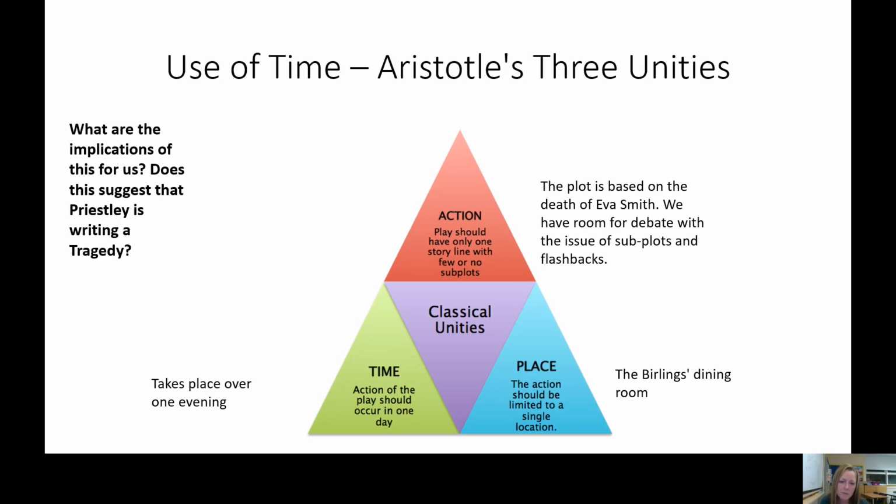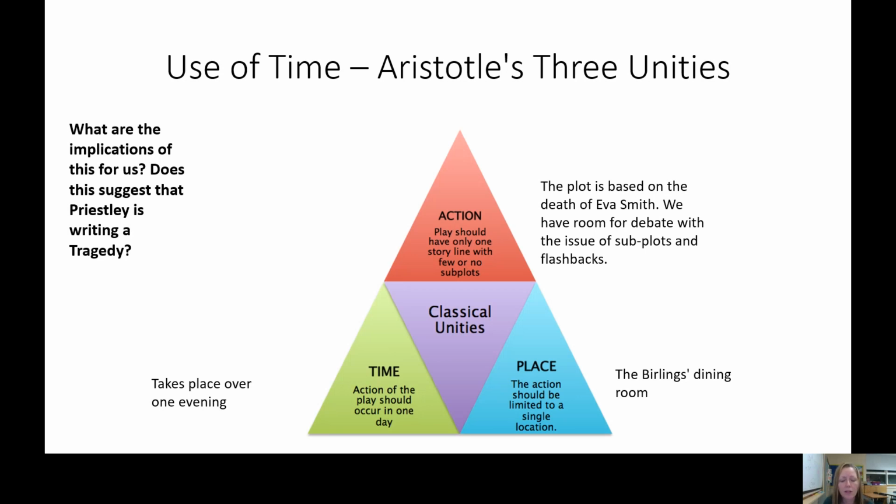So there's a little bit of debate there, but largely Priestley is very interested in time in a lot of his writing, and in this play it does seem like he is observing what Aristotle said in relation to the 3 unities. So if he is doing that, then we have to ask ourselves what this suggests, and whether or not this suggests that actually An Inspector Calls isn't a detective story, or it isn't a ghost story, or it's not a morality play, as perhaps we might normally think. It's a tragedy.